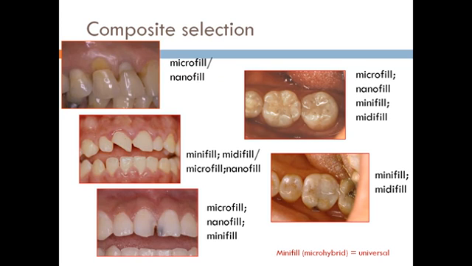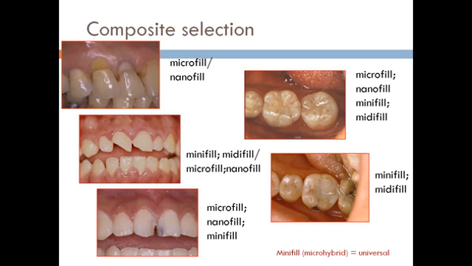But in general terms, for a class 5, you would use either a microfill or nanofill, because this is an aesthetic region where you need a lot of polishability and you don't need a lot of mechanical properties. You use a minifill or midifill or a microfill or nanofill for a class 4 like that. You could use every one of these types for a small class 1 restoration. You would not use microfills and nanofills for a larger class 1 restoration. And again, just as a reminder, a minifill is just a microhybrid.